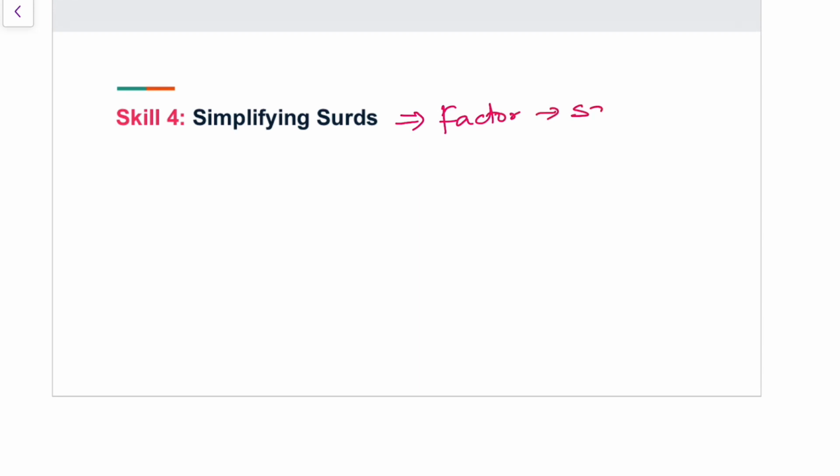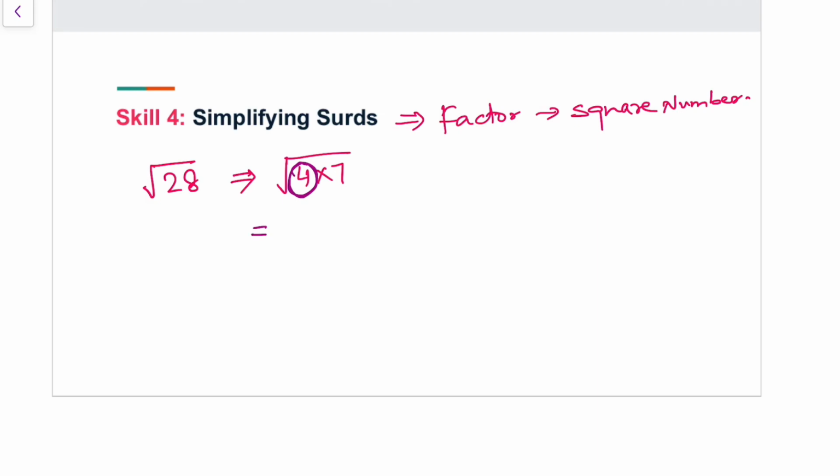which is a square number. Alright, so our main aim is to find the factor. So let us suppose we have square root of 28 and we have to simplify this. Now factors of 28 that I can think of is 4 times 7, right? And 4 is a square number, right? So our aim is to find one of the factors as a square number at least, right?